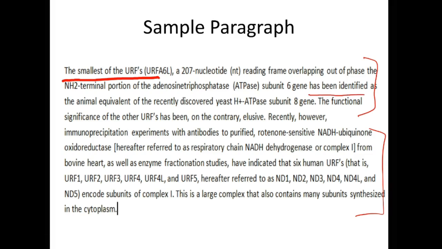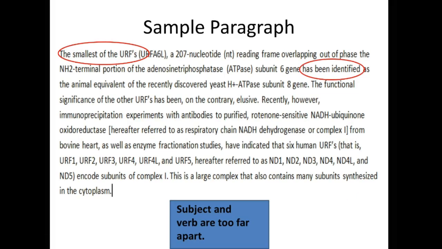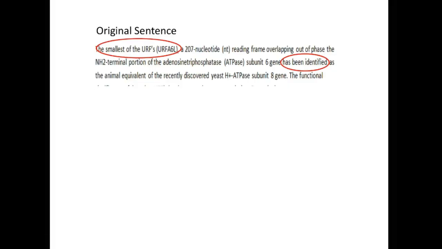So one of the common areas I find is very tricky is separating your subject and your verb with an insertion, right? The smallest of the URFs, namely this and this and this, has been identified as... This is avoidable and really a good idea to avoid, because it helps your reader make more sense of your sentence. So rather than separating them, move them together. So here is my revision of this. The original is here. The smallest of the URFs has been identified.